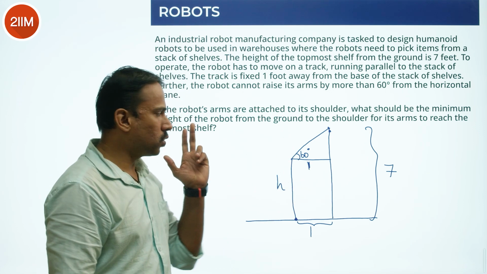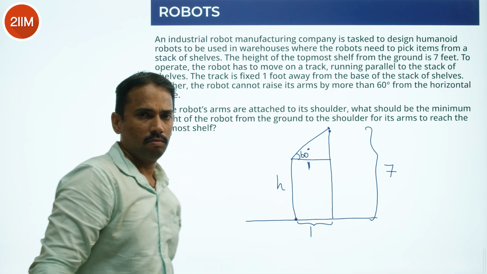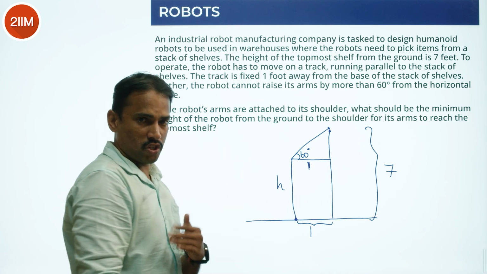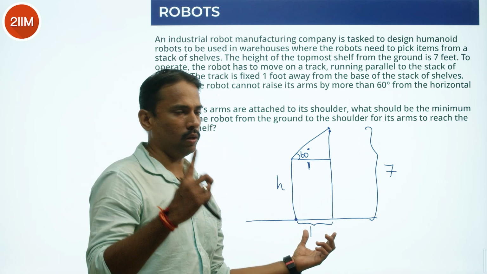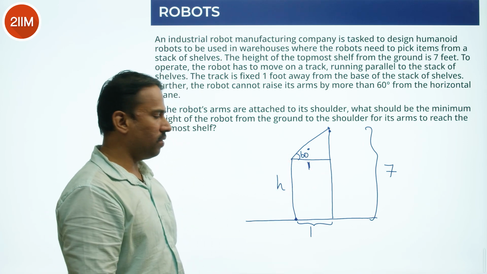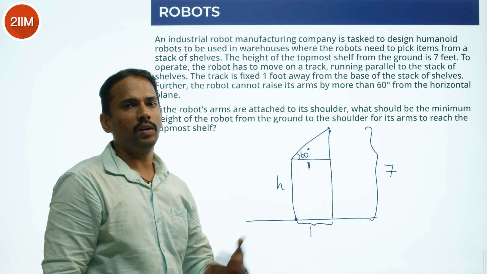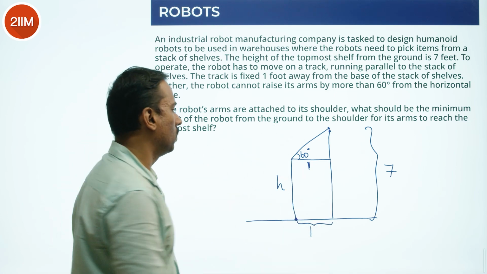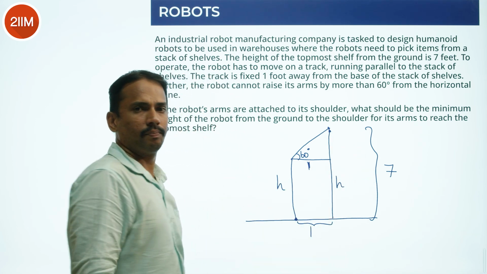That's very important. So what are all the things we know? This total height of the shelf is 7. This height is h, according to our assumption, which we need to find. And this horizontal distance is 1. This angle is 60 degrees. That's all. Right. How can we find h? Now use diagrams, use properties of geometry, trigonometry. So if this is h, this again should be h.